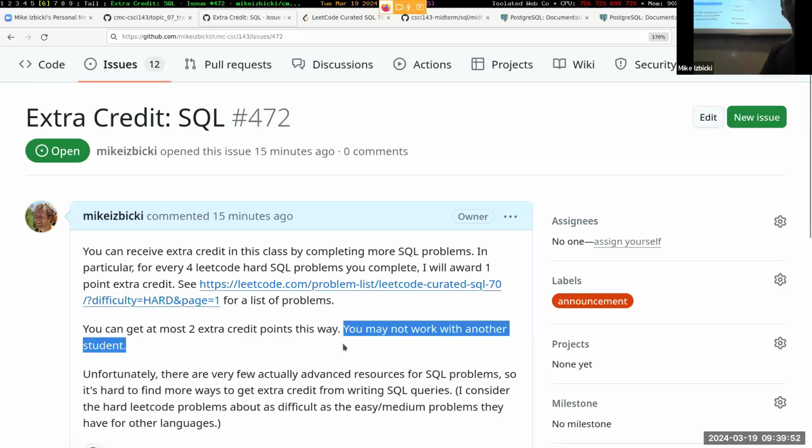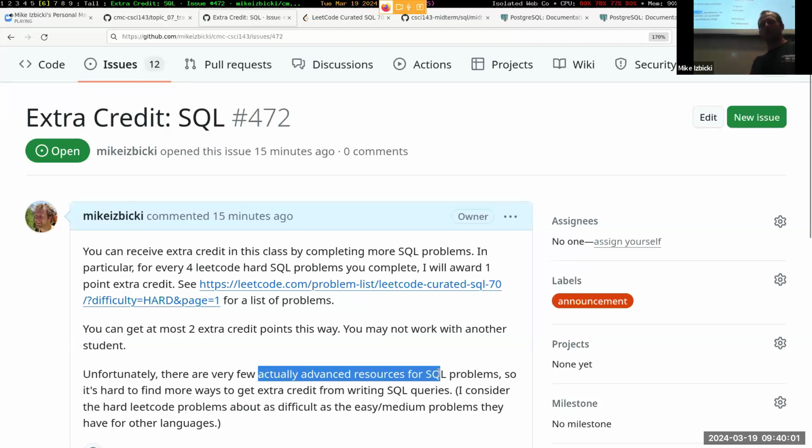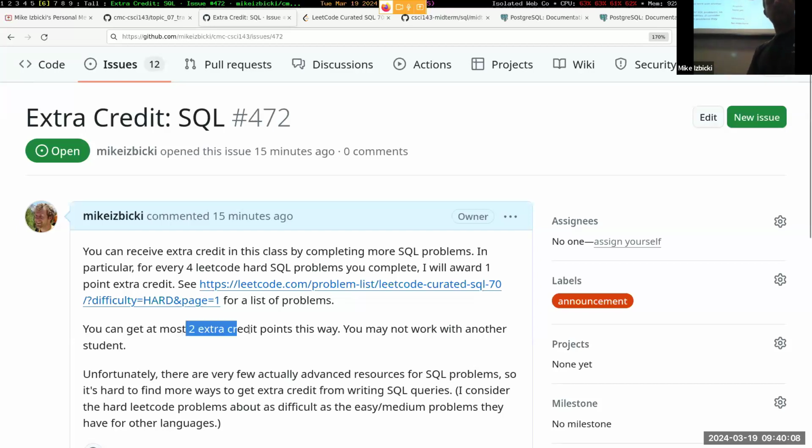And collaboration rule, you can't work with other students. It turns out there are not really a whole lot of problem resources for SQL online that are reasonably advanced. So I am open to having other extra credit opportunities related to SQL, but they're a little bit harder to find. If students are completing these, getting these 2 extra credit points, and want more related to SQL, I'll find something else. But I won't do that until people have gotten these 2 extra credit points.